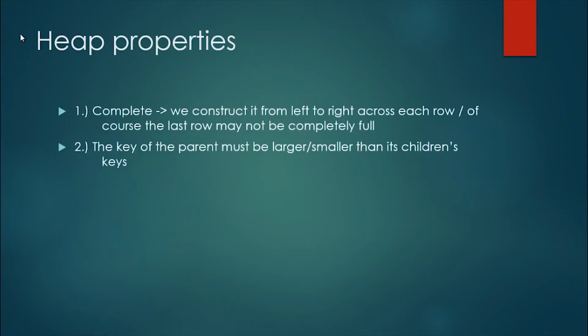And the next one, of course: the key of the parent must be larger or smaller than its children's keys. It has to be larger if it is a max heap. It has to be smaller if it's a min heap. We are going to implement the max heap, so that's why I'm going to talk about it as a heap in the coming videos. So yeah, we are going to implement the max heap, so the parent nodes are always greater than their children.